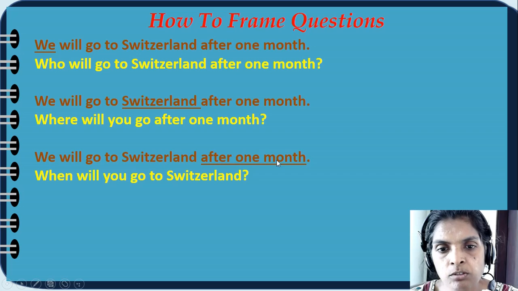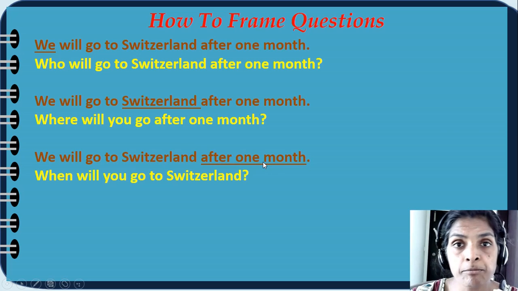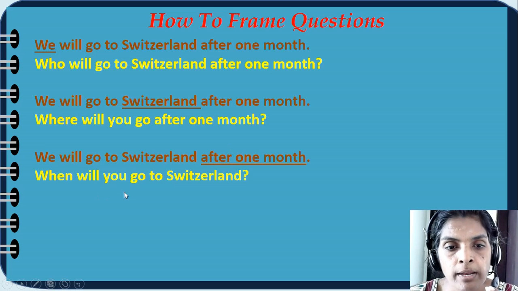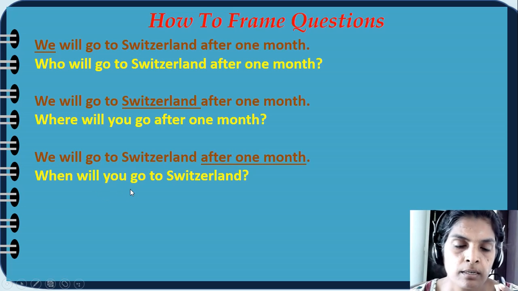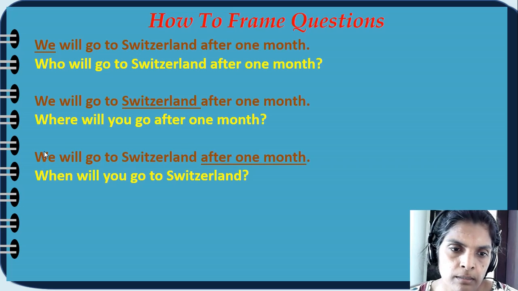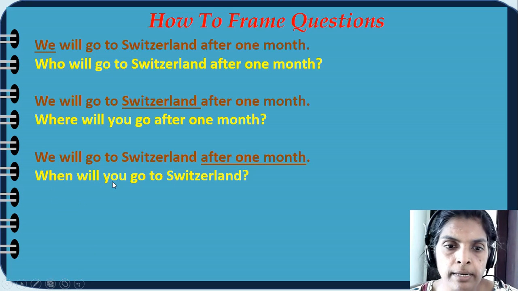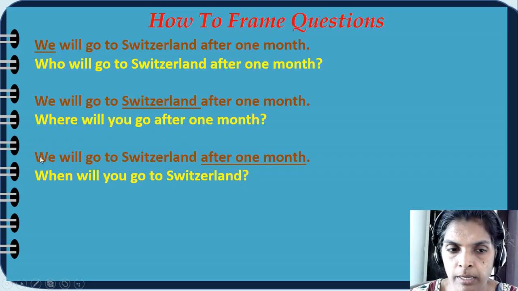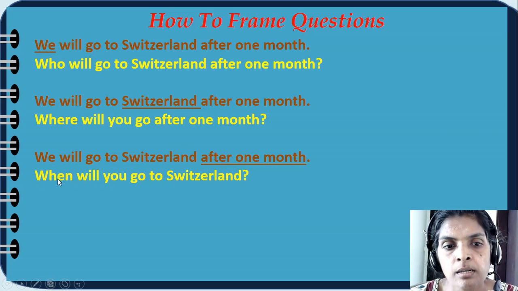Now here after 1 month is underlined. So after 1 month is a time frame, isn't it? So what is the question word? When. When will you go to Switzerland? Now here if instead of we, the subject becomes Nancy, you will put here when will Nancy go to Switzerland. Any noun can come here, any subject. That subject just gets replaced over here. But the question word, the format doesn't change. Okay.